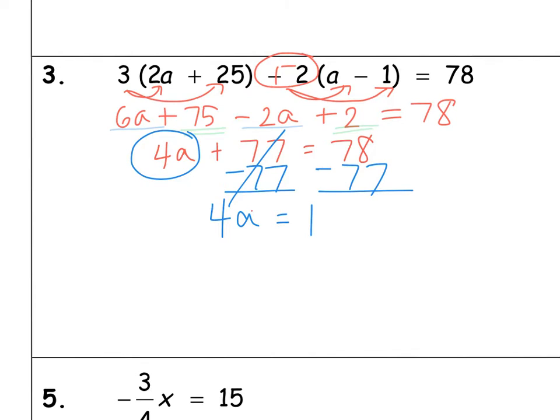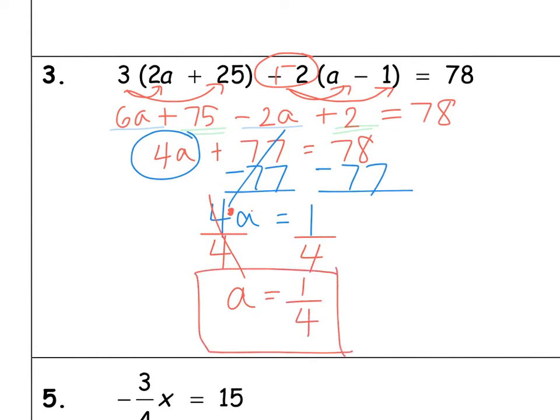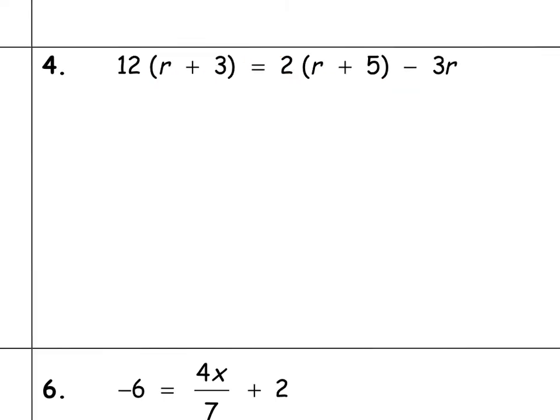So now, again, I look at this. 4a really means 4 times a. So how do I undo times 4? I divide by 4. So we end up with a equals 1/4. Again, fractions are okay to have as answers.